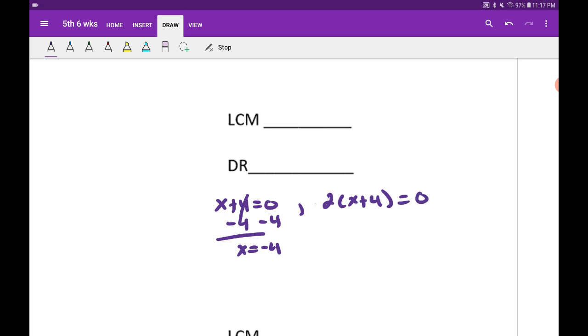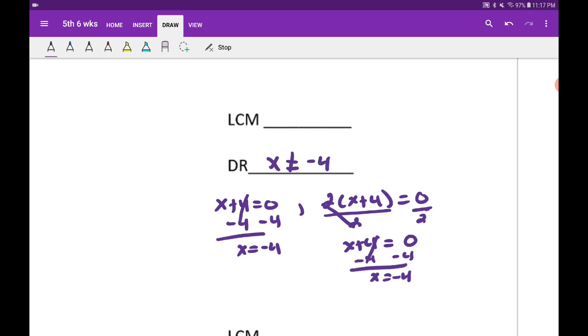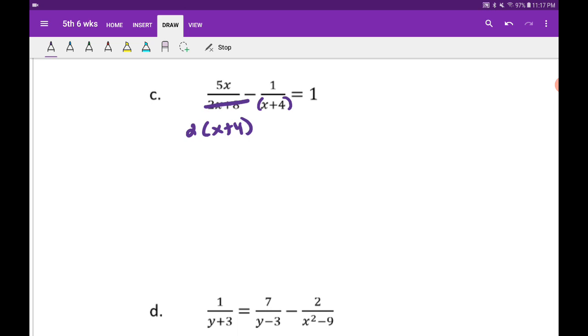Alright, set that equal to 0. Divide both sides by 2. We get x plus 4, and 0 over 2 is still 0. So it ends up being the same thing. Subtract 4 from both sides, and we get x equal to negative 4 as well. So the domain restriction here is x cannot equal negative 4. So slightly different denominators, but it ended up being the same number to this equation. So let's go ahead and do the LCM.